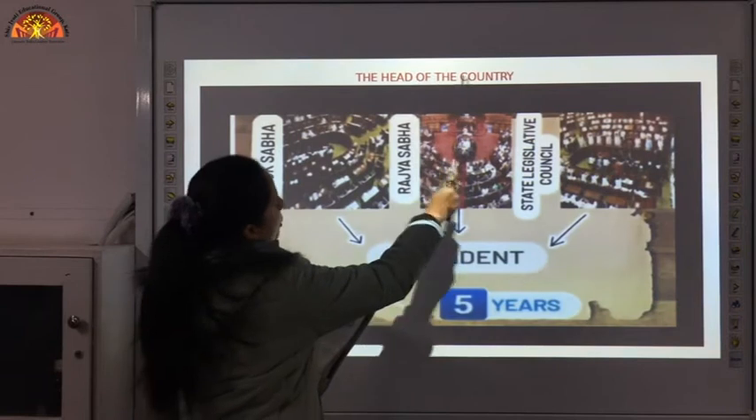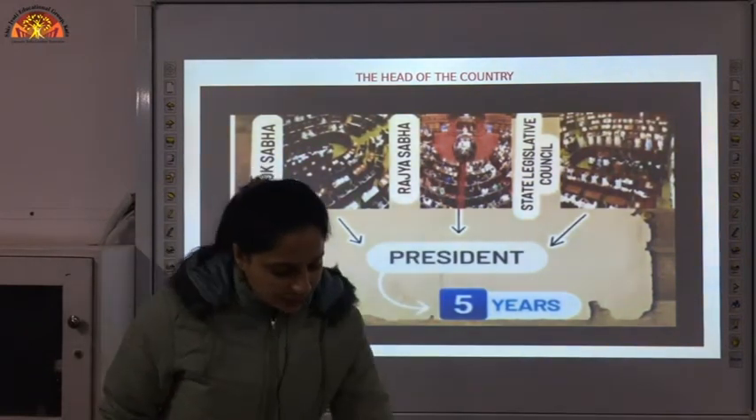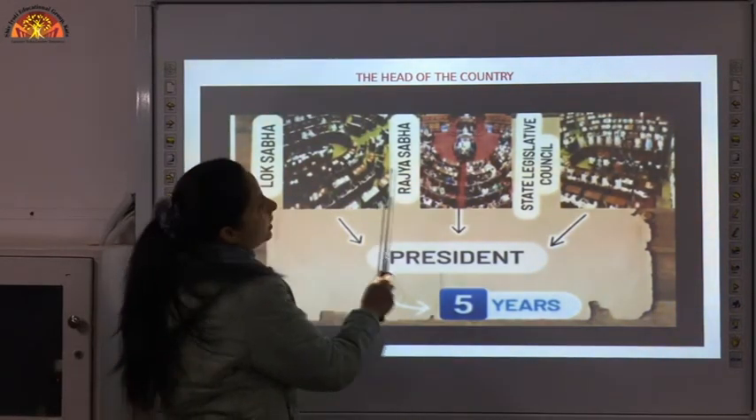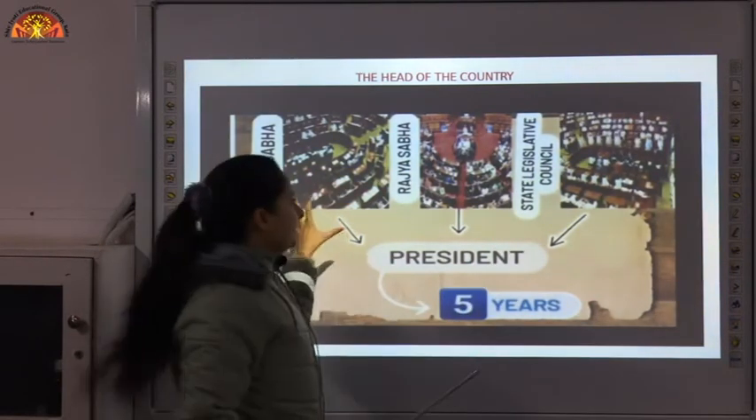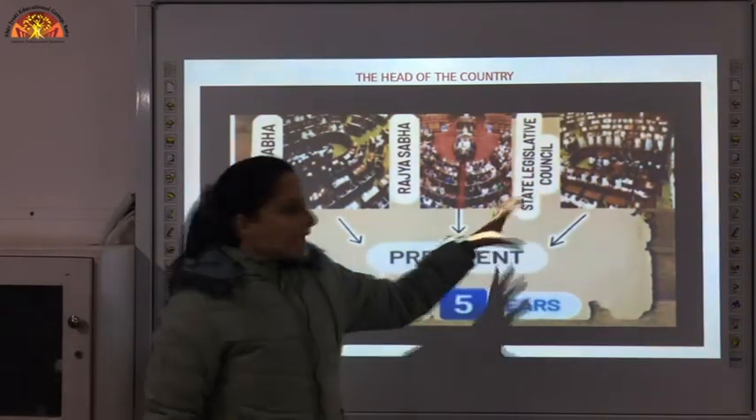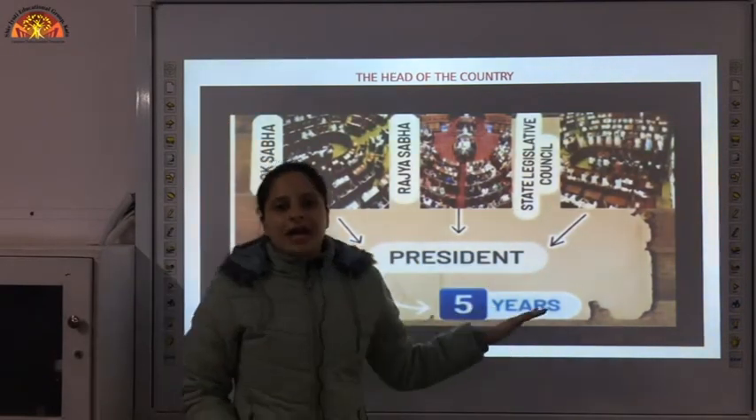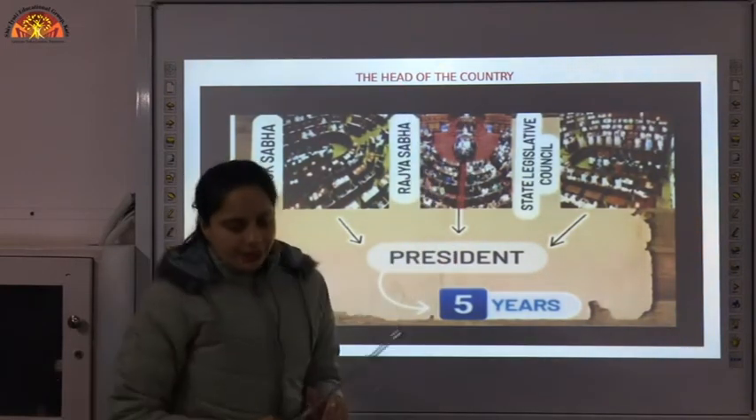Now, the head of the country, president. It is elected by the members of Lok Sabha, Rajya Sabha, and the state legislative council. These elect, and then the president is chosen, and the term is for 5 years, and the president is the head of the country.